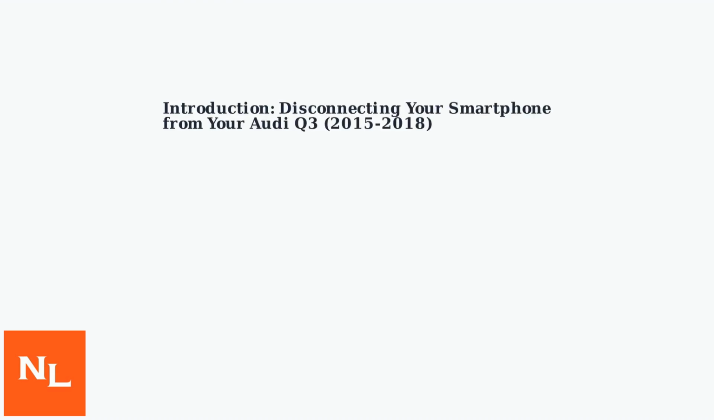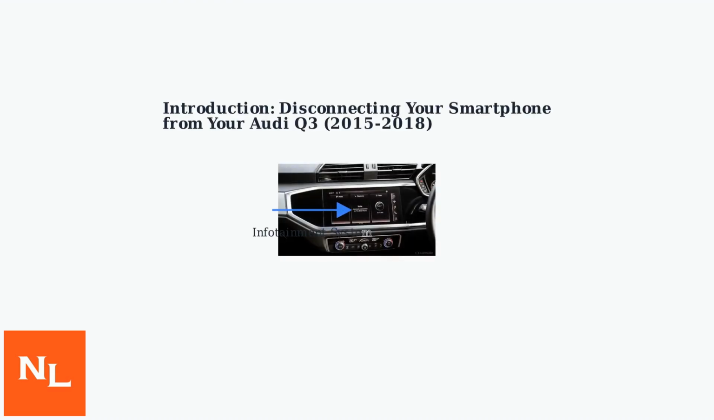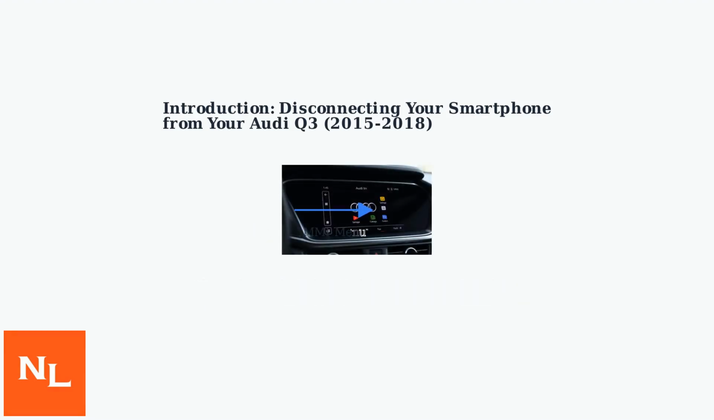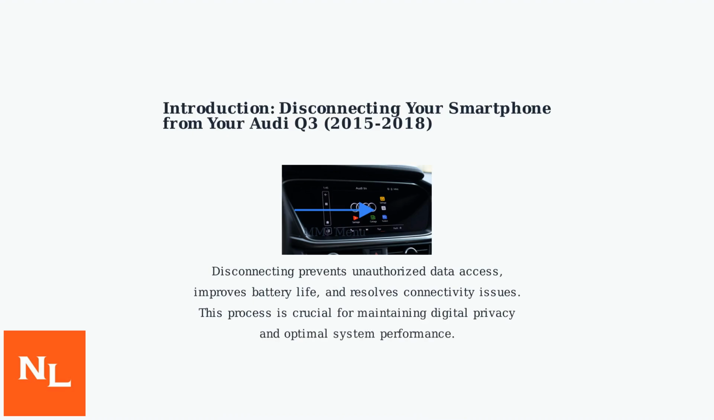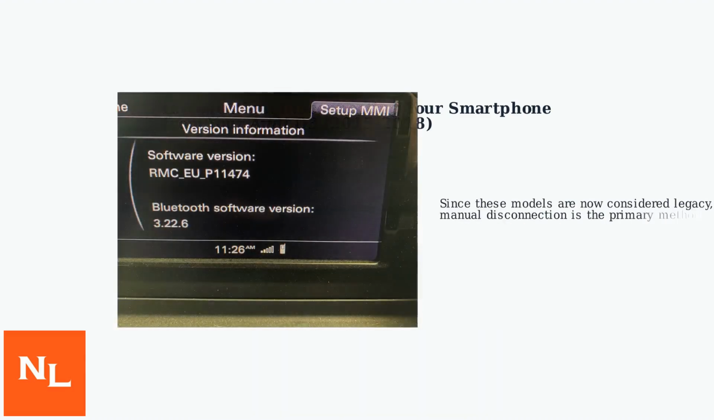This video explains how to disconnect your smartphone from the AUDI Q3 2015-2018 infotainment system. Disconnecting prevents unauthorized data access, improves battery life, and resolves connectivity issues. This process is crucial for maintaining digital privacy and optimal system performance. Since these models are now considered legacy, manual disconnection is the primary method.